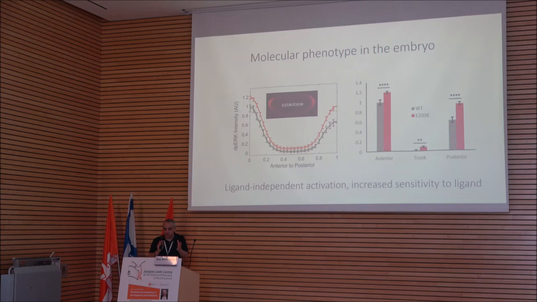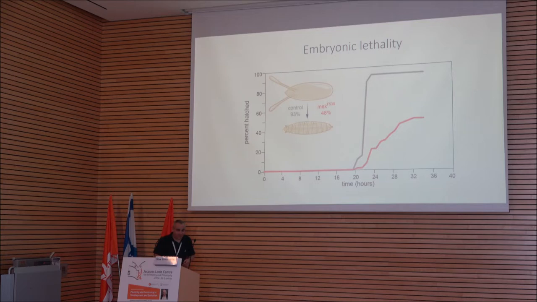Maybe there are no consequences. It turns out that the answer is no. So this is how the embryo looks at the end of the third hour of development. So there is a quantitative change in the signaling pathway, but what happens to all the embryos? Will they develop or not? The answer turned out to be very surprising. And this is the power of experiments that can be done in flies.